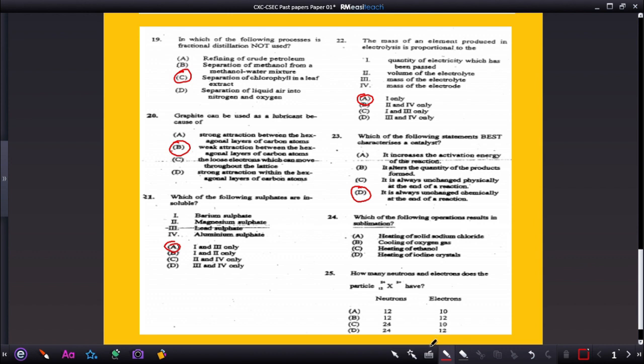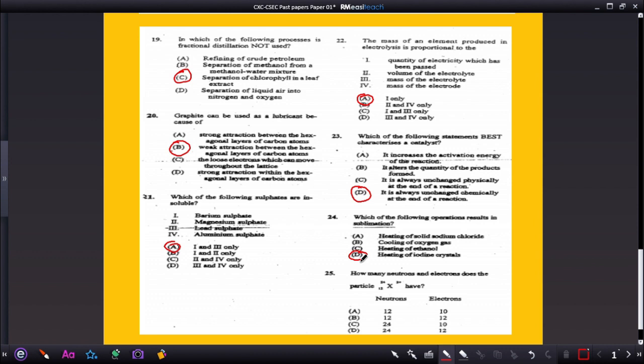B. Cooling of oxygen. If we cool oxygen, we get liquid oxygen. So that's not it. C. Heating of ethanol. Heating ethanol would produce the vapors. So that's not it. D. Heating of iodine crystals. The iodine crystals, when heated, would form the iodine gaseous molecule. So it is D.